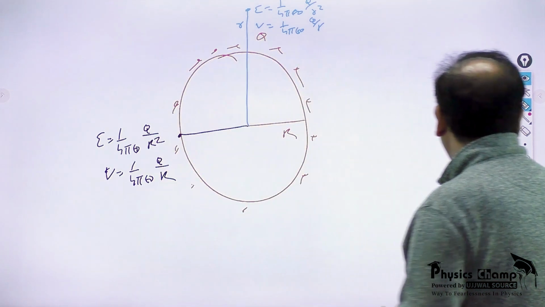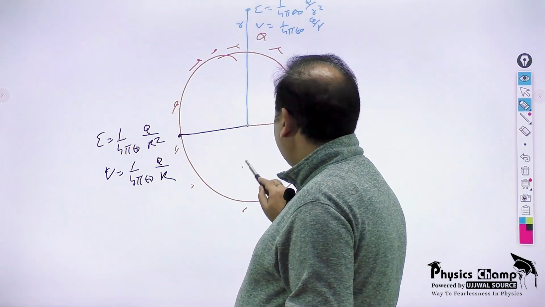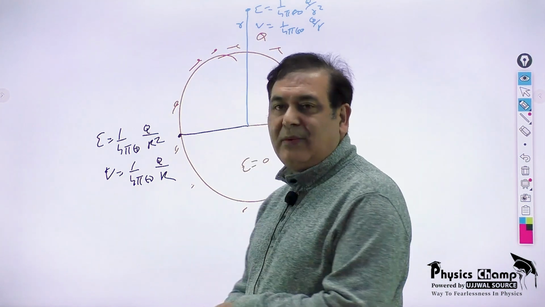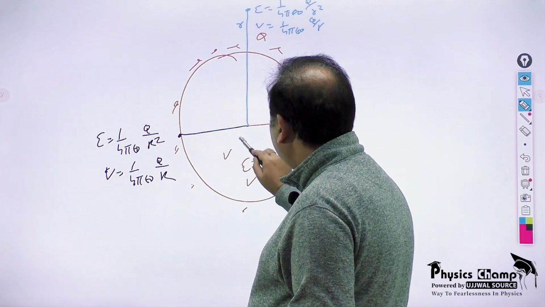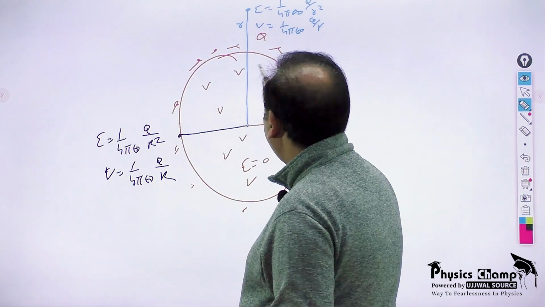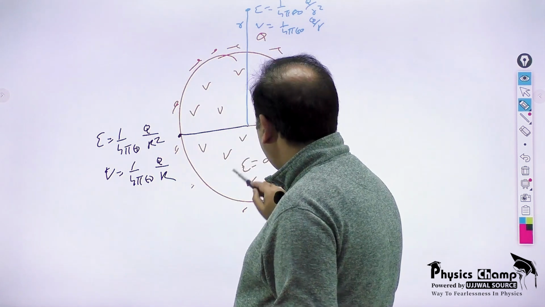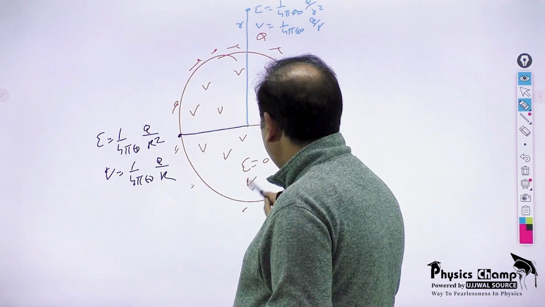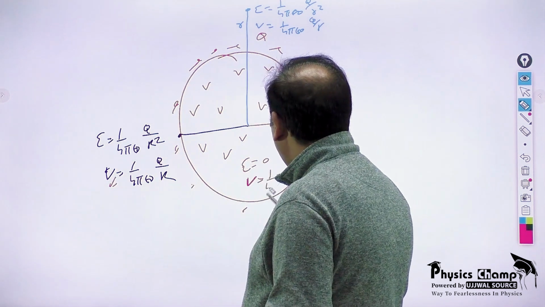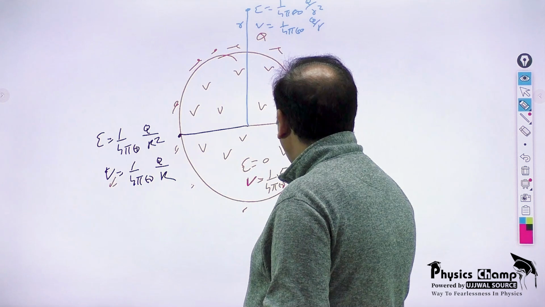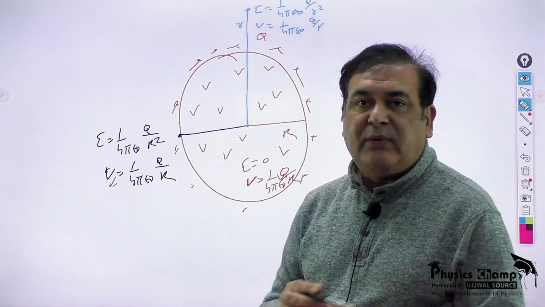But then comes within. So if we are looking within, the electric field within the shell is 0, and the potential within the shell has a value V everywhere. Now the question is, what is that V? This V is actually having the same value, 1 by 4 pi epsilon naught q by r. It is the same potential which exists everywhere within the shell.